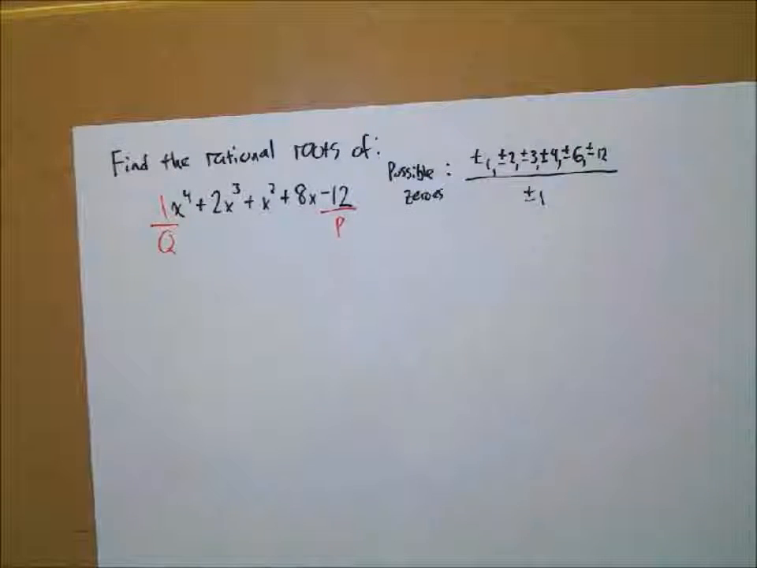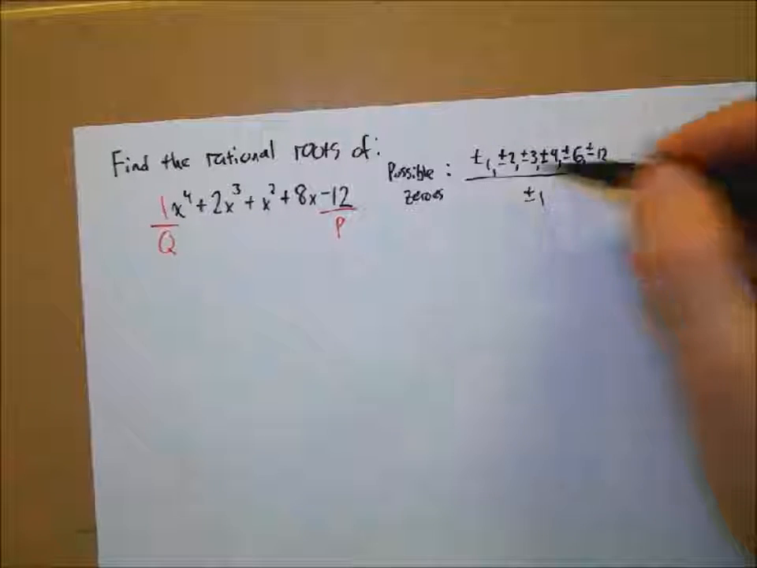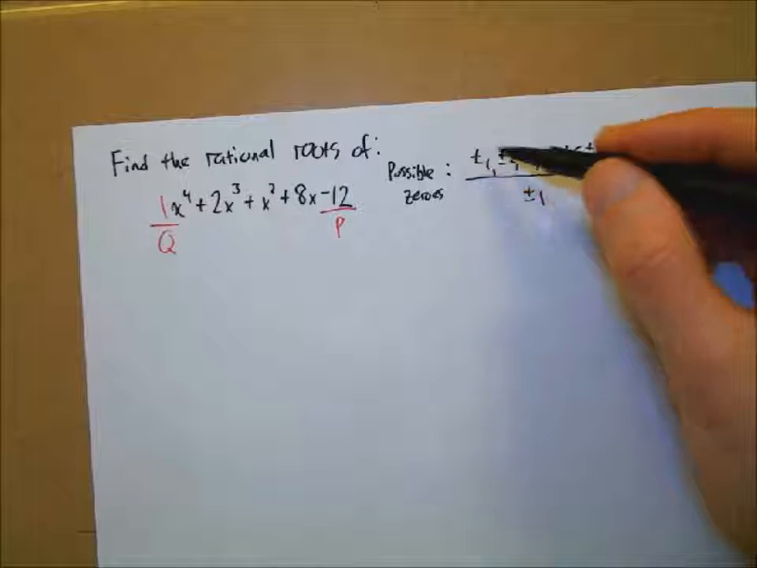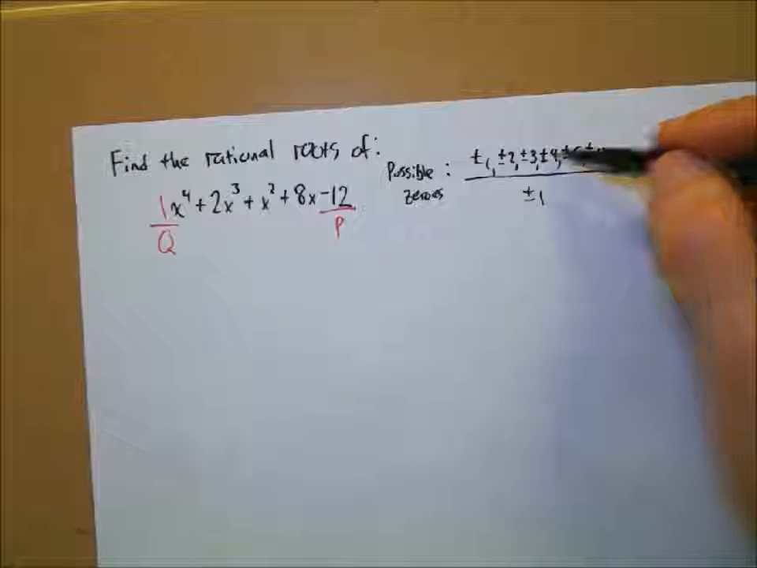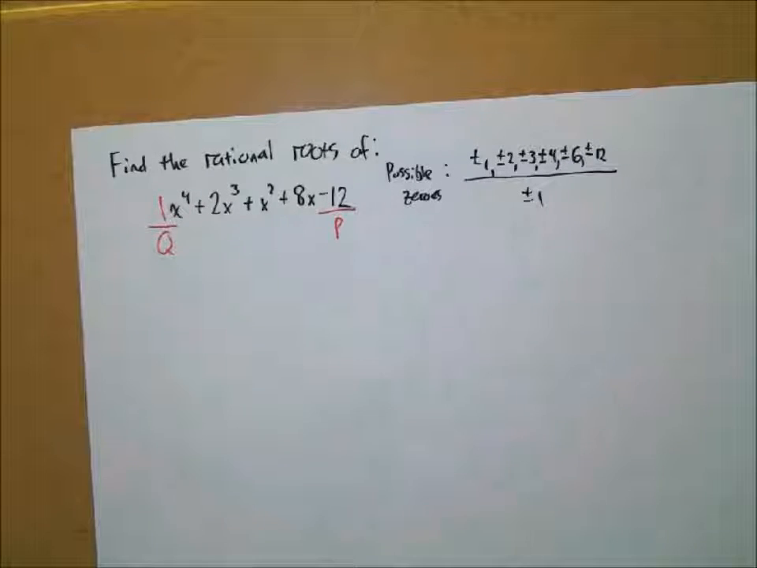Okay? And so since q is just 1, then these are our list of factors. It's either positive or negative 1, positive or negative 2, positive or negative 3, positive or negative 4, positive or negative 6, positive or negative 12. Okay. So we actually want to see which one of these work, though.